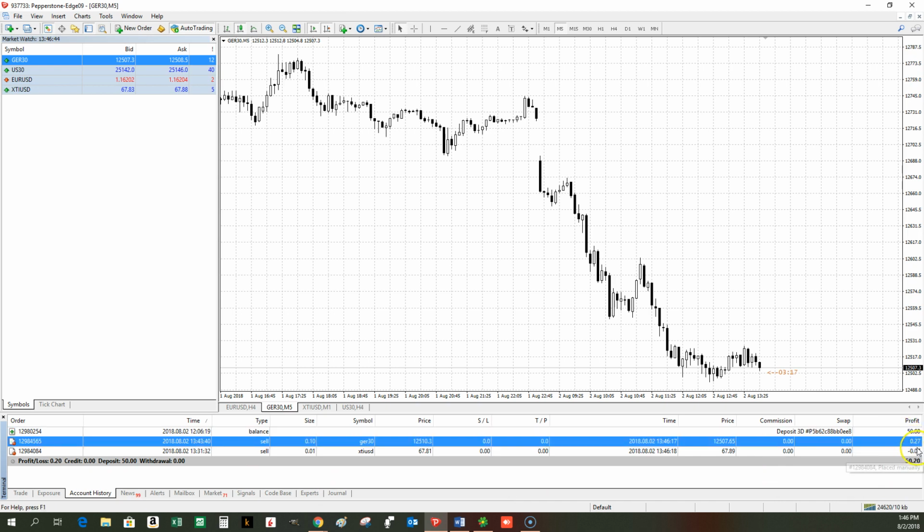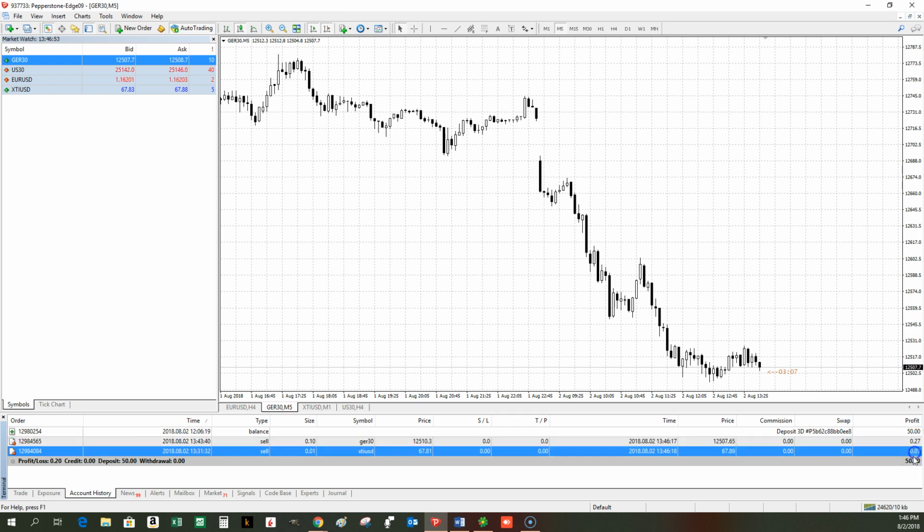We have 0.27 cents profits that are covering 0.07 cents loss. Okay, meaning that we already earn 0.20 cents.